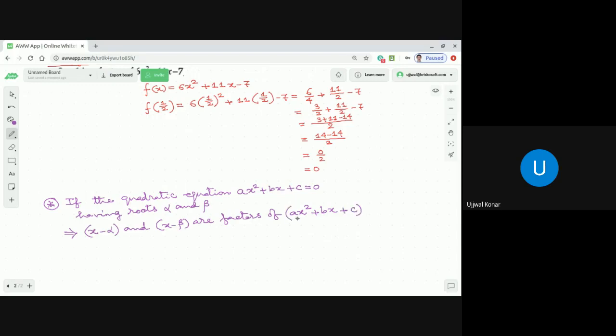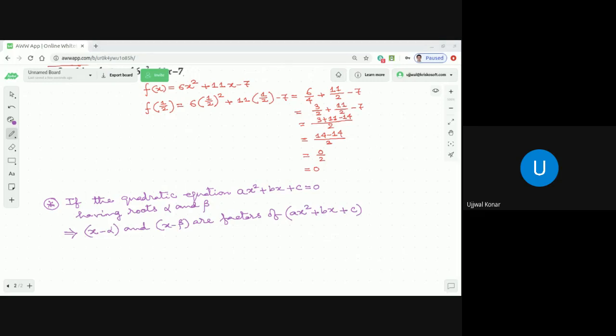Did you get my point? In the quadratic equation ax squared plus bx plus c equal to 0 having roots alpha and beta, we can conclude that x minus alpha is a factor of ax squared plus bx plus c, and x minus beta is also a factor of ax squared plus bx plus c.